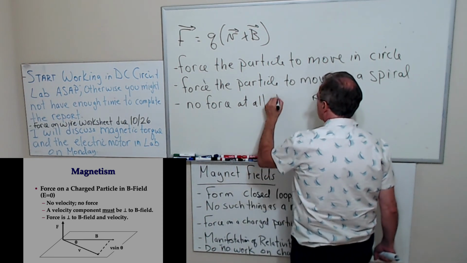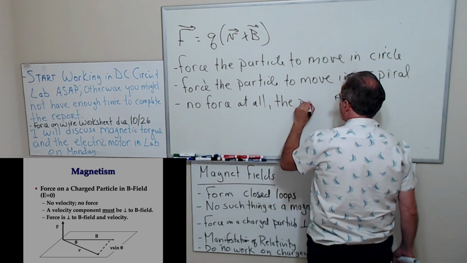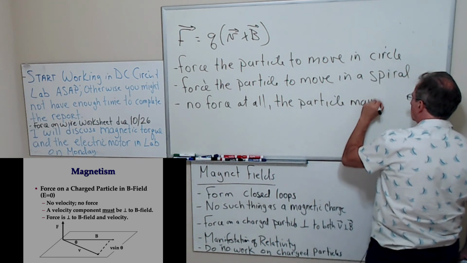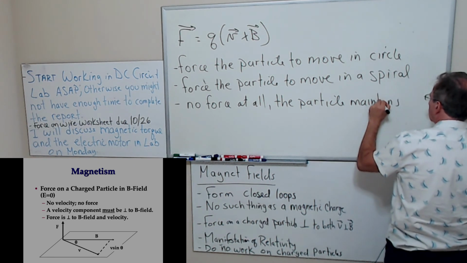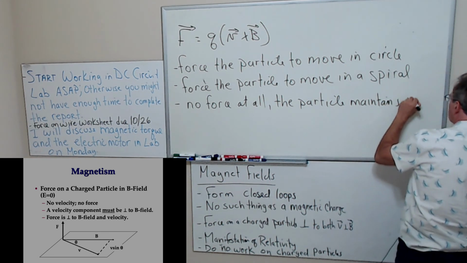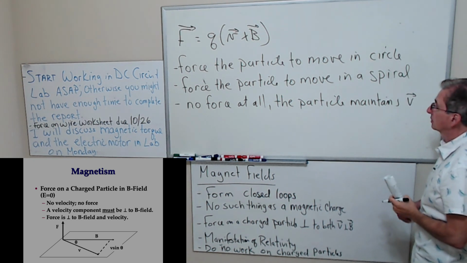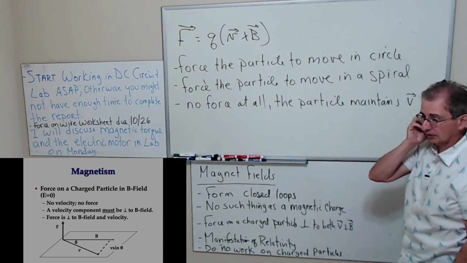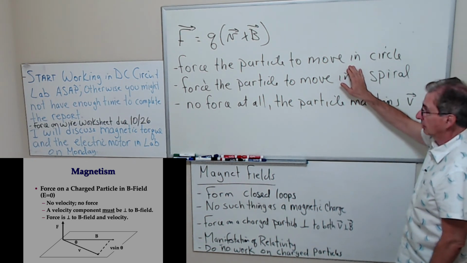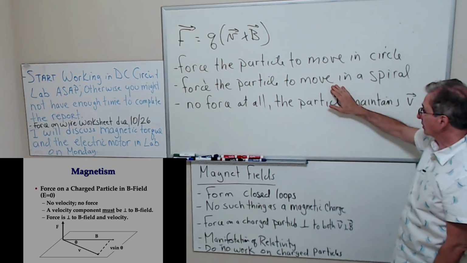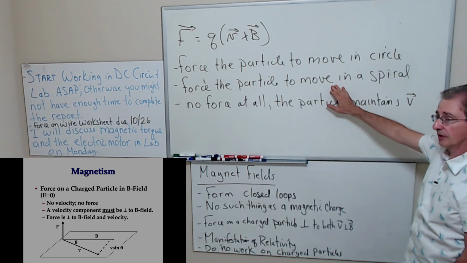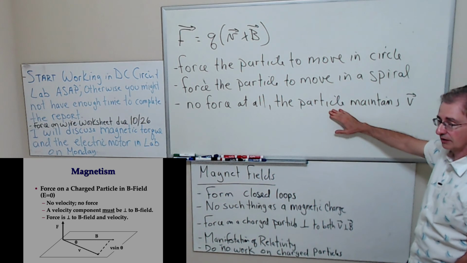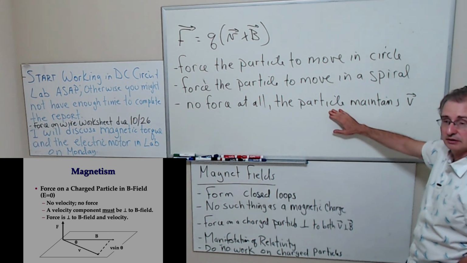And this means the particle maintains its velocity. So the first one occurs when the magnetic field vector is perpendicular to the velocity vector only. The second occurs when the velocity vector has a component parallel and perpendicular to the magnetic field. And in the last case, the velocity vector is parallel to the magnetic field. Those are the three cases.